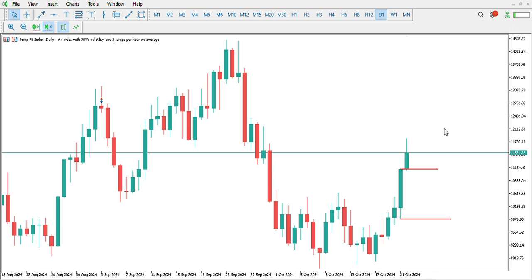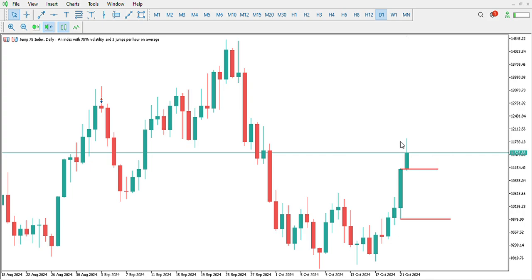First of all, if you enter the market, go to the daily time frame. At the daily time frame, what are you looking for? You're looking at the previous day's candle, yesterday's candle, not today's. You're looking to see whether today's candle has broken either the high or the low.